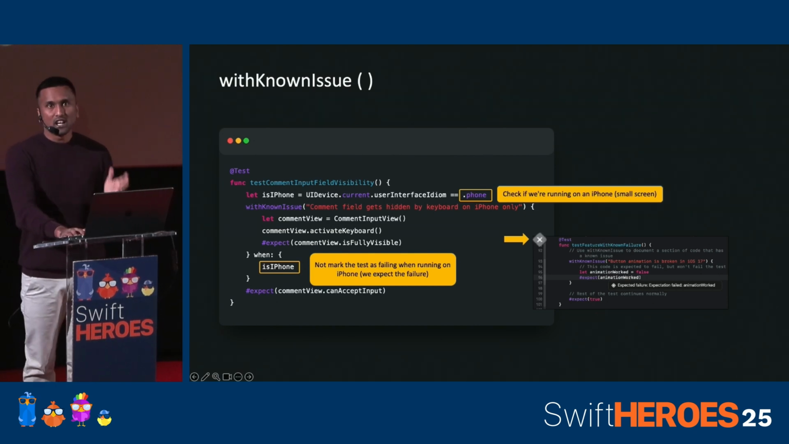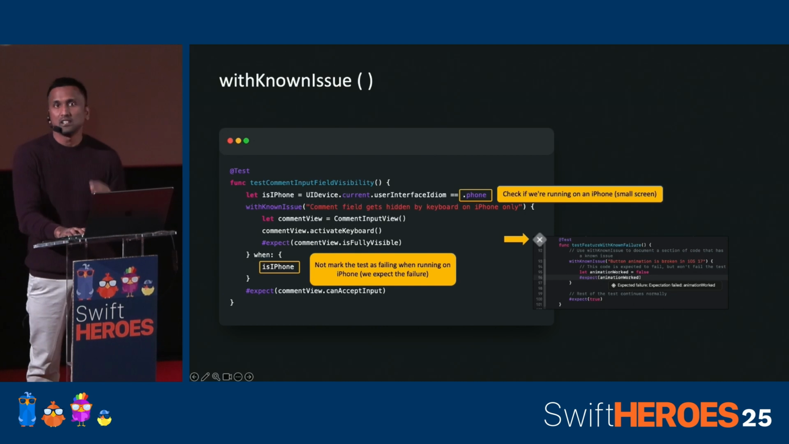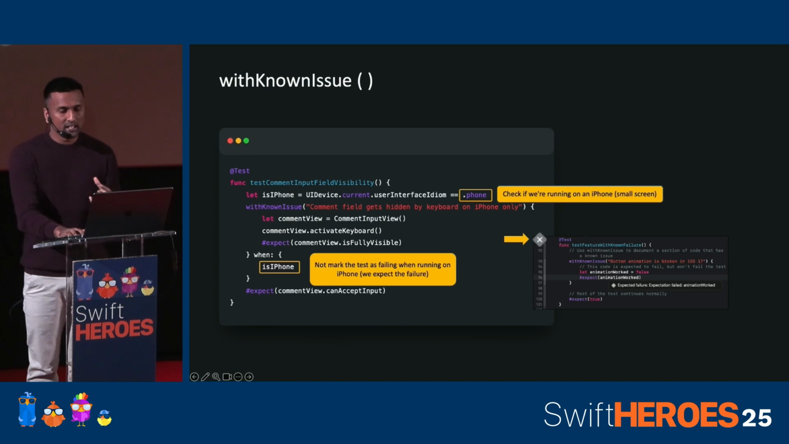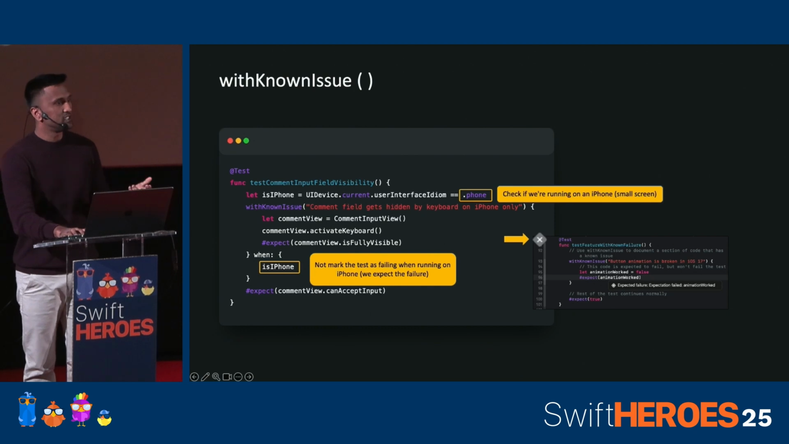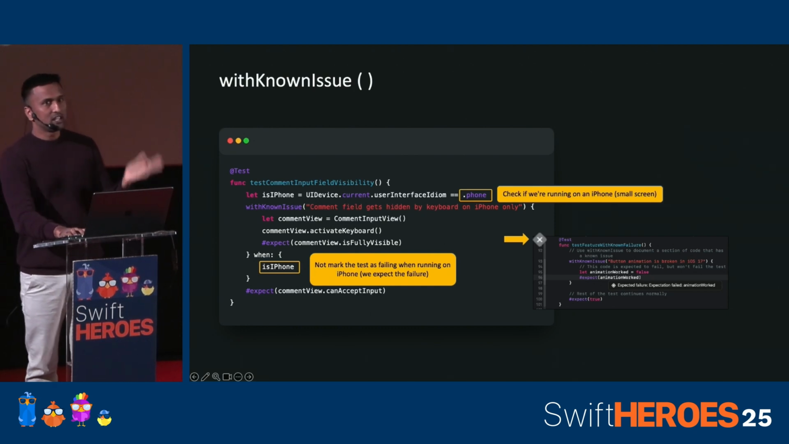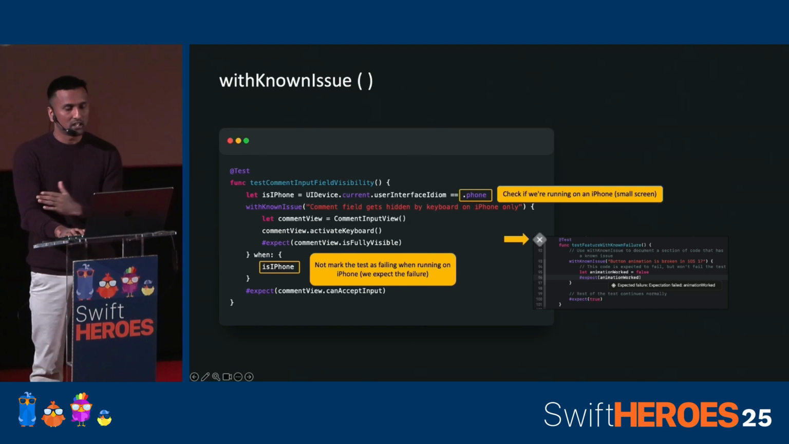So if it is running on iPad, everything will run as usual. If it fails on iPad, the test will be marked as failure. This pattern, you can use it if you are testing for any specific OS version also. If you have a specific issue with iOS 16, you can use this with known issue, so that in the other versions, the test will run smoothly.